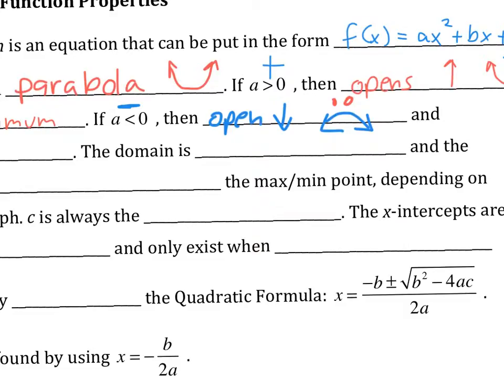The domain generally is all real numbers, because that means the x values are all real numbers. Now, I'm not saying always. I'm just saying mathematically it's all real numbers. In real life, you might not be able to go back in time, or you might not be able to throw backwards, something like that.